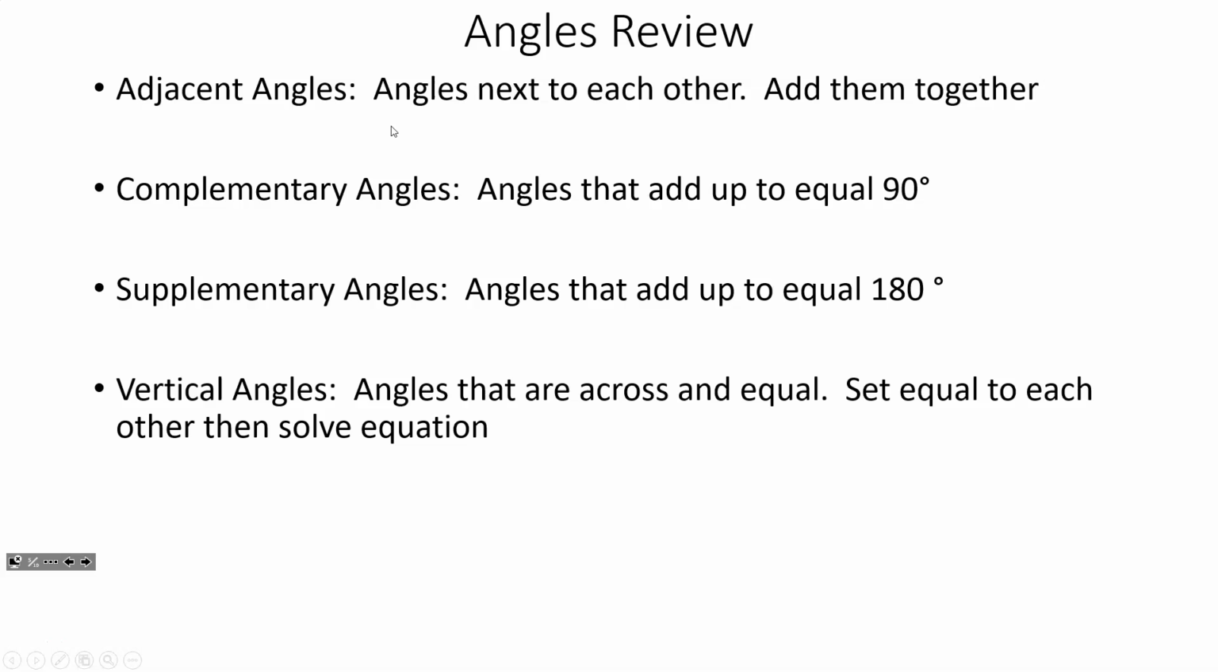Complementary angles are angles that add up to 90 degrees. Supplementary are angles that add up to 180 degrees. And vertical angles are angles that are across, but they're also equal to each other. So to solve those, you set them equal and then just solve the equation. So we're going to get practice with these 4 types of angles today.